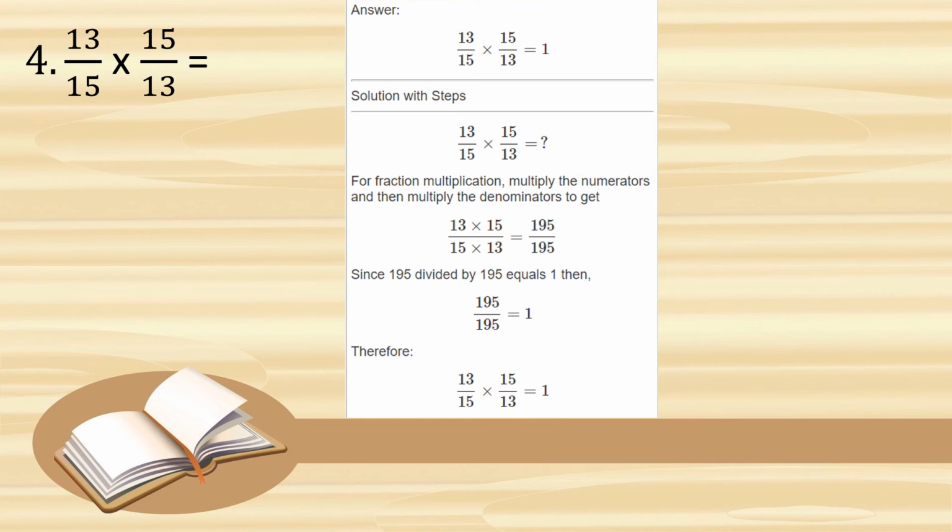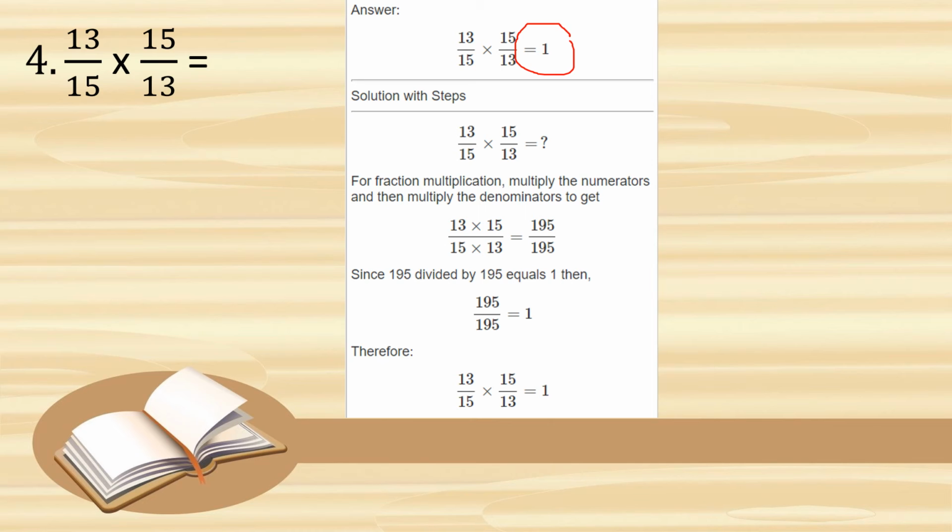Now let's have number 4. So the fractions in number 4 are 13 over 15 times 15 over 13. Okay, so it's just the reciprocal of the other one. So how are we going to solve that one? Here are the steps. Okay, so 13 over 15 times 15 over 13 is equal to 1.